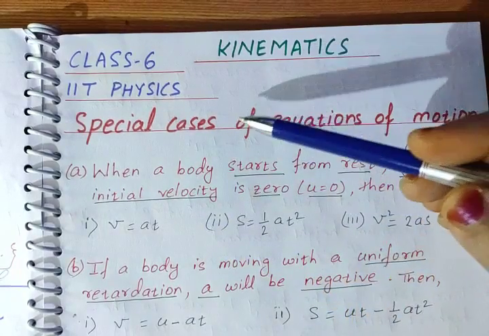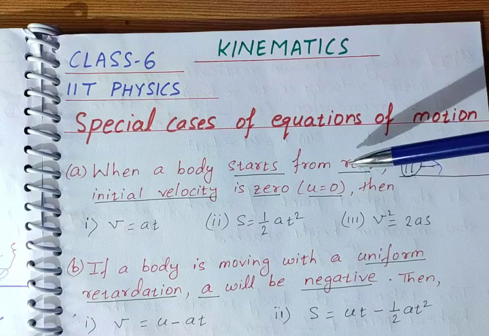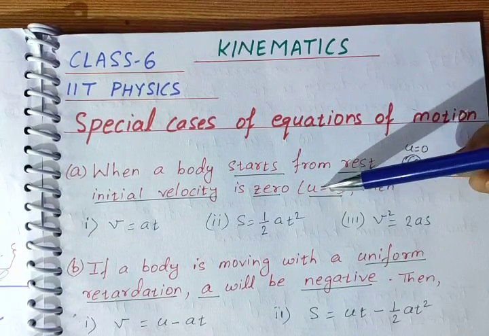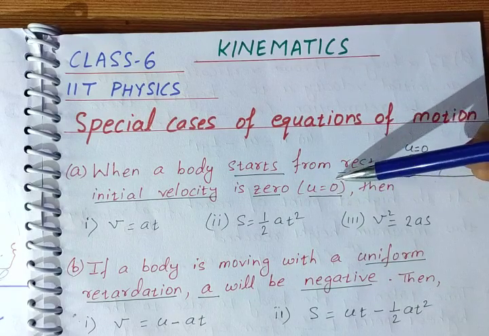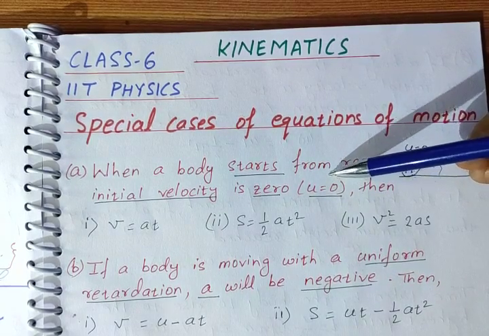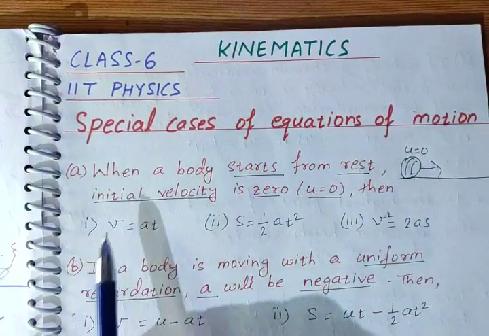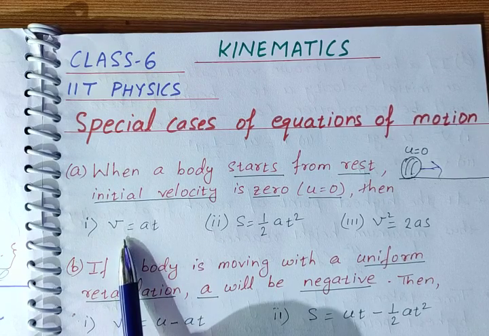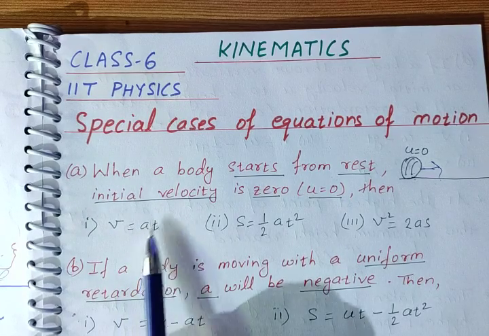Now the first special case is what? Whenever a body starts from rest, then its starting velocity, initial velocity is 0. So u is 0. Now how will the equations change? Let's see. First equation, v is equal to u plus at. The first term u is 0, so it becomes v is equal to at.